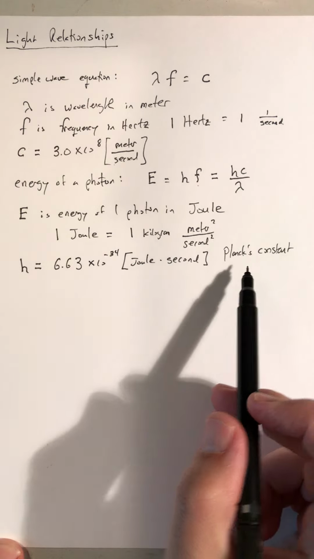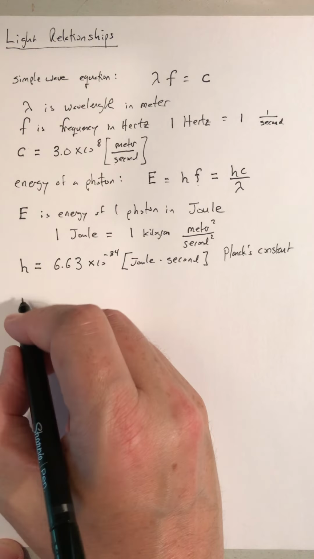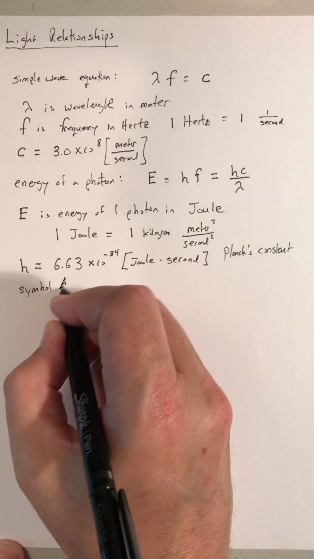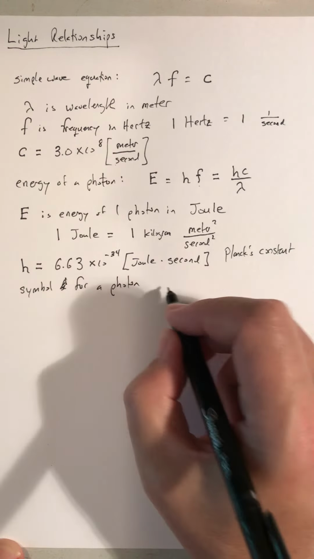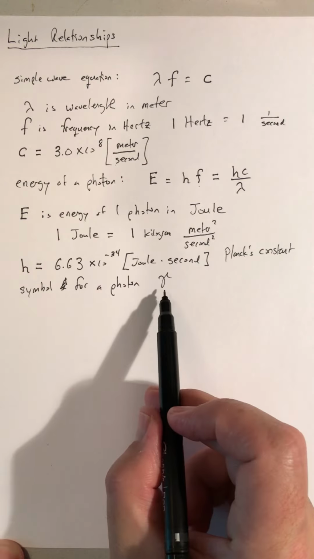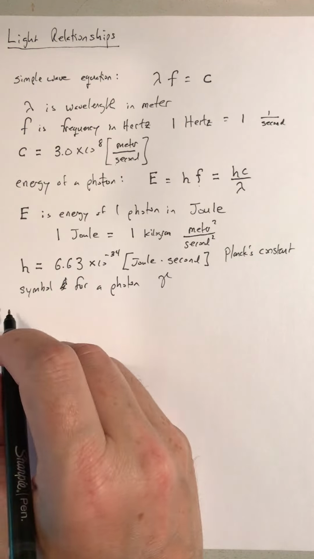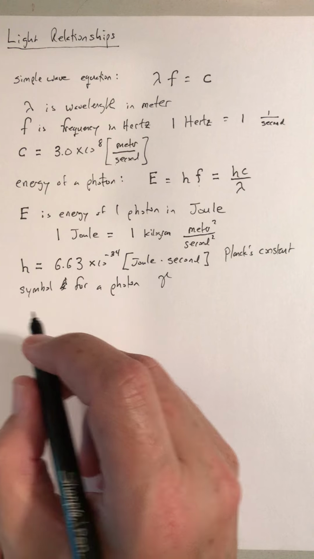Another thing I'll make a note of, sometimes you might see reference to a photon. So a symbol for a single photon is a lowercase gamma. All right, so let's try a few examples. Let's try a case where we're trying to solve for the frequency given the wavelength.